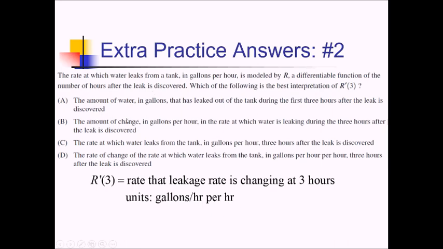Choice B, amount of change in gallons per hour in the rate at which water is leaking. This is kind of like the change in R, like R of 3 minus R of 0, so that's not really what we're looking for. Choice C, the rate at which water leaks from the tank in gallons per hour. Well, that's just plain old R. R itself is the rate of leaking. Choice D, rate of change of the rate at which water leaks from the tank in gallons per hour per hour. Now, that's the one that we're looking for, so choice D.